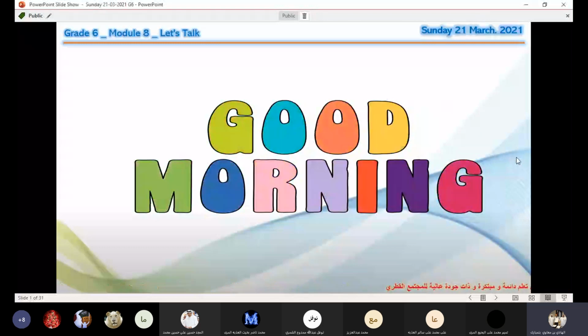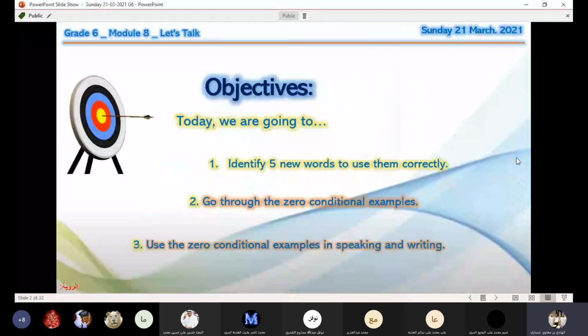Let's start. Before starting today's lesson, these are the learning objectives of today's lesson, right? Let me assign someone to read for us the first learning objective.